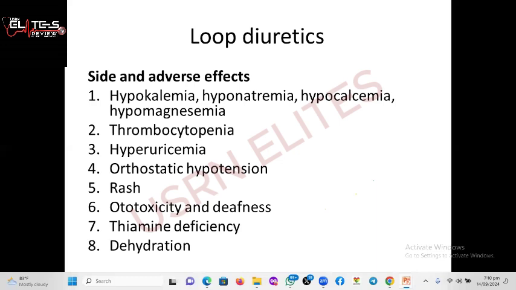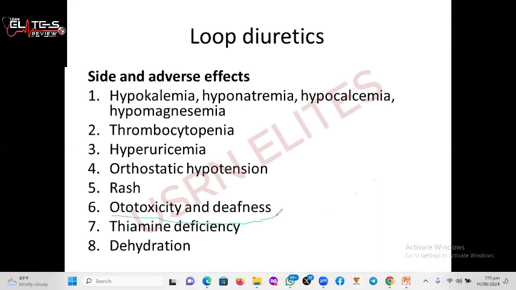Then this could lead to hypotension, especially orthostatic hypotension. So that means that any change in the client's position could lead to a drop in their blood pressure. So you need to monitor that. Then ototoxicity, yes. So ototoxicity is something that we all need to know when a client is taking this loop diuretics or furosemide.